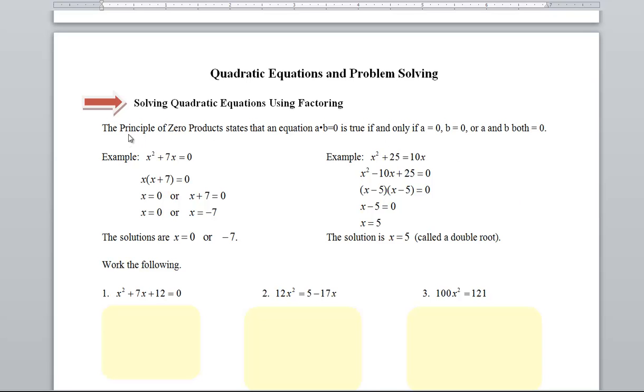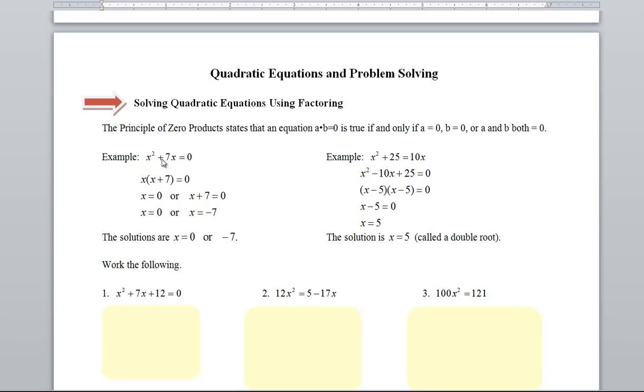We have what's called the principle of zero products. If I have a statement A times B equals 0, this is true if and only if A is 0, B is 0, or they're both 0. So for me to factor, I really have to get all terms to one side, and then I factor.